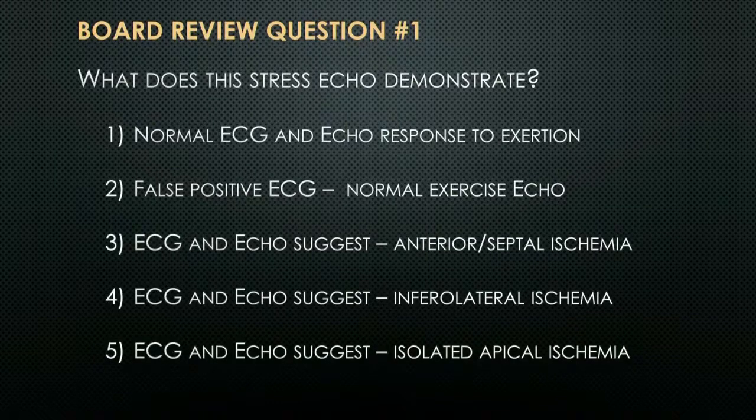What does this stress echo demonstrate? Is it a normal EKG and echo response? Is it a false positive EKG with a normal exercise echo? Do the ECG and echo suggest anterior and septal ischemia, inferolateral ischemia, or isolated apical ischemia?